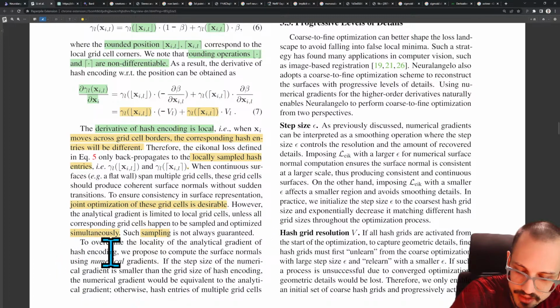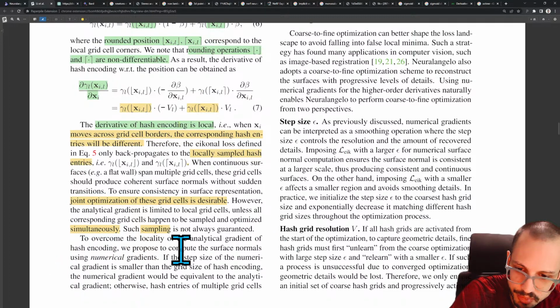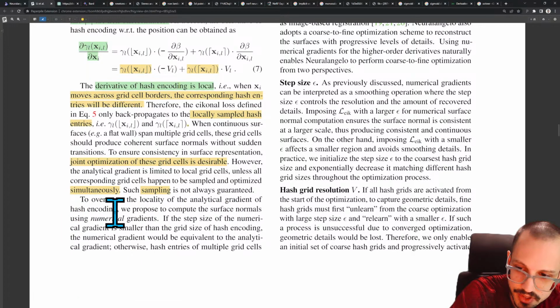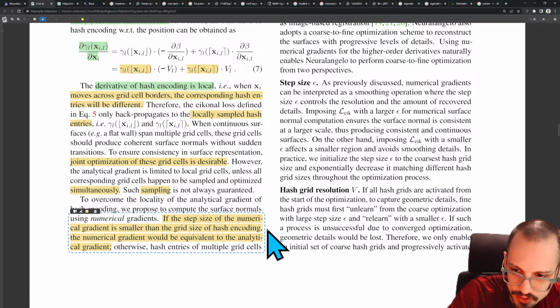To overcome the locality of the analytical gradient of a hash encoding, we propose to compute the surface normals using numerical gradients. If the step size of the numerical gradient is smaller than the grid size of the hash encoding, the numerical gradient would be equivalent to the analytical gradient. So I think this sentence right here is kind of the TLDR of all this numerical versus analytical gradient stuff.